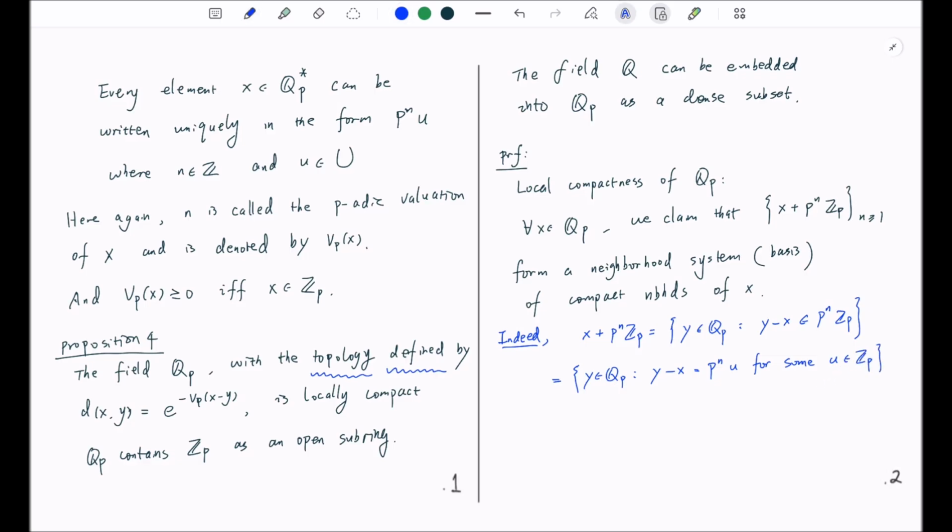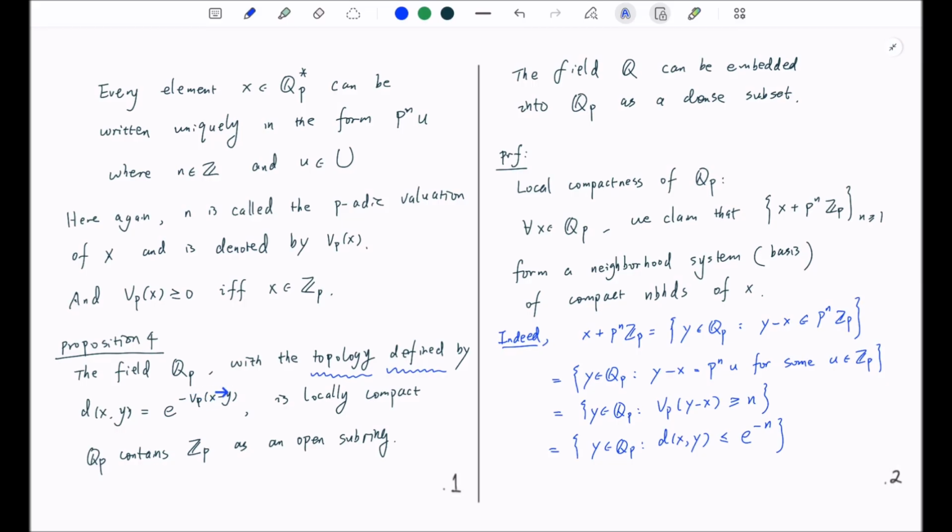Here u may or may not be invertible. And this is the same as saying y in Q_p satisfies that v_p of y minus x, the p-adic valuation of y minus x, is at least n. And in terms of the distance, this means the distance is less than or equal to e to the negative n.